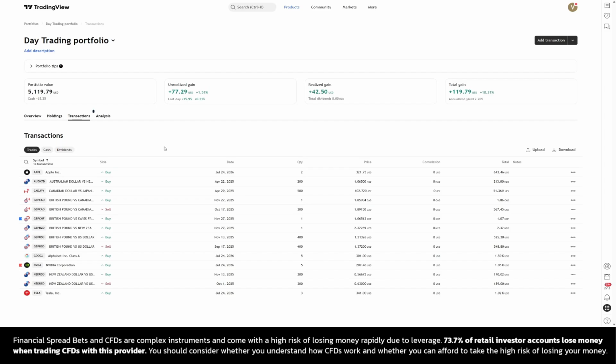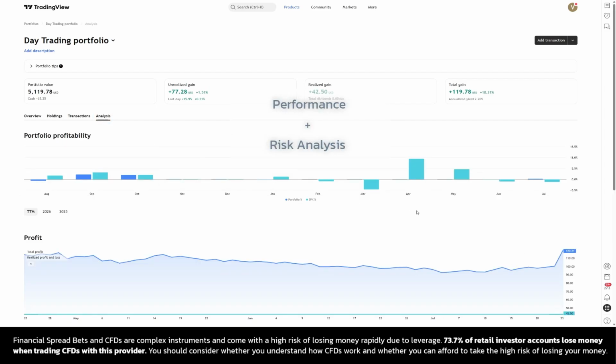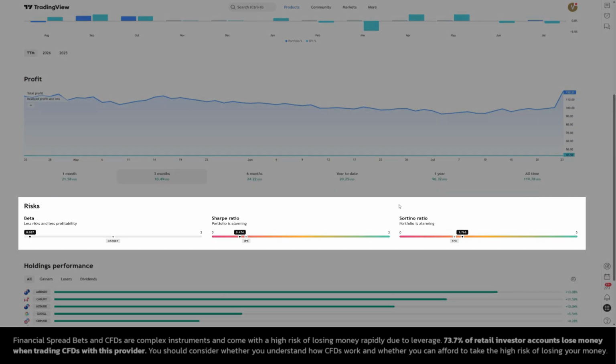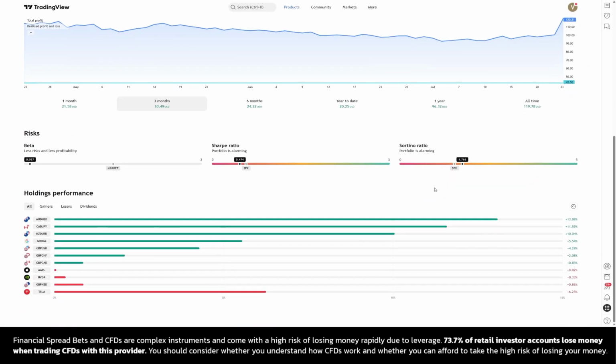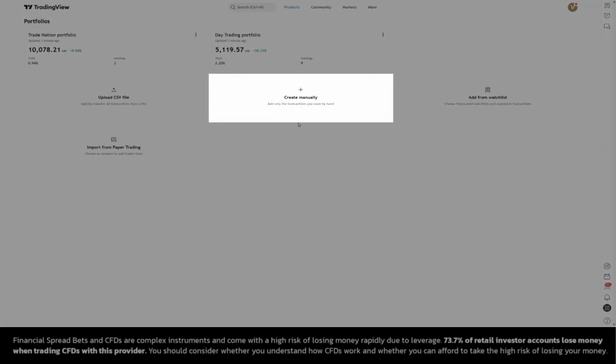over time. For deeper analysis, the analysis section focuses on performance and risk. Metrics such as beta, Sharpe ratio, and Sortino ratio help move the review beyond simple profit and loss. They give more context around how returns were achieved, how much volatility was involved, and how the portfolio compares with a benchmark.